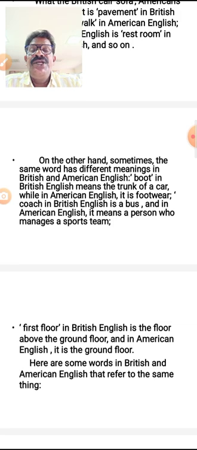Coach. In British English, it is a bus. And in American English, it means a person who manages a sports team.